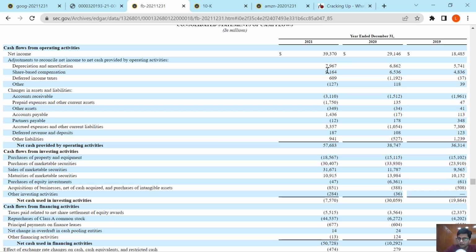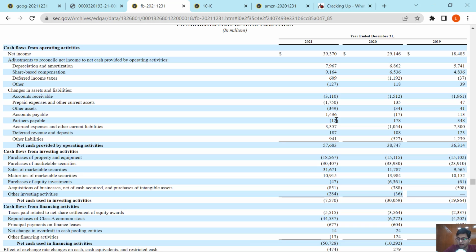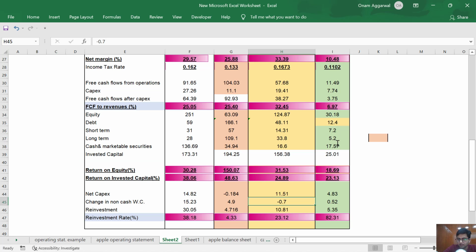Change in non-cash working capital. Now Facebook is actually managing its working capital quite well, but it's still resulting in investment of around $700 million. How did I find out? We basically take all of these figures, change in assets and liabilities, and we take the net amount from this. This is operating cash flow before working capital changes. So this is working capital changes of Meta. We take this net figure, and the net balance comes out to be $700 million.